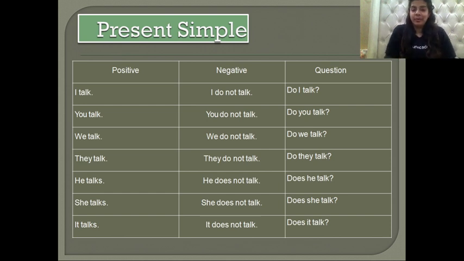Okay, does is the helping verb. And in the verb also one s gets added, such as he talks, she talks, it talks. We do not say he talk, she talk, it talk. That will be incorrect usage. So he talks, he does not talk. She talks, she does not talk. It talks, it does not talk. And what is the interrogative form? Does he talk? Does she talk? Does it talk?